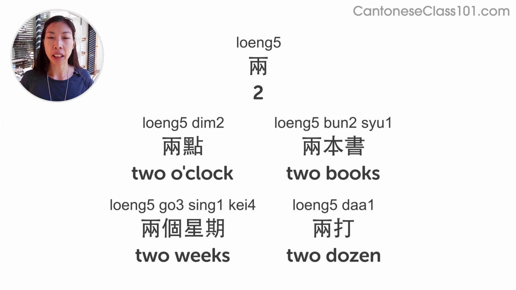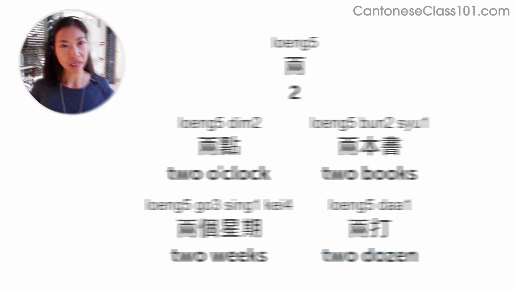For most other indications of the amount of 2, we use 兩. 兩點, 2 o'clock, 兩本書, 2 books, 兩個星期, 2 weeks, 兩打, 2 dozen, etc.